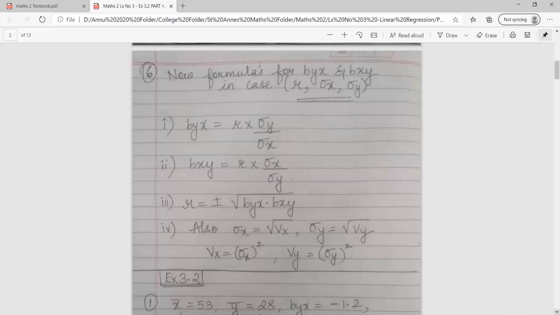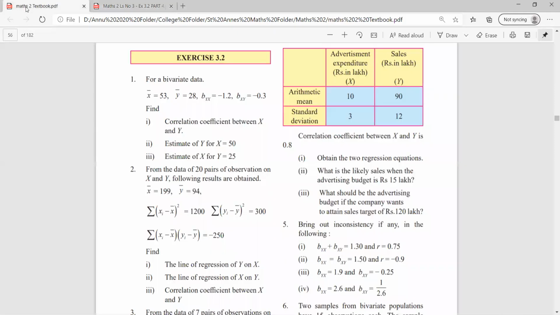So I hope you're clear with the properties, class. The properties are really very simple and this exercise is really easy to understand and solve. So without wasting much of our time, let's start with the exercise. So we are starting with exercise 3.2, sum number 1.